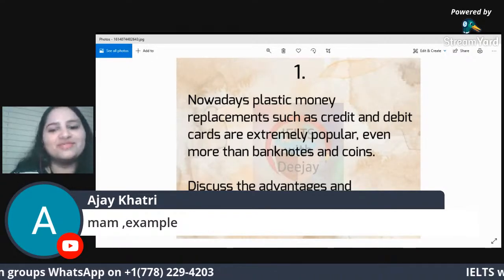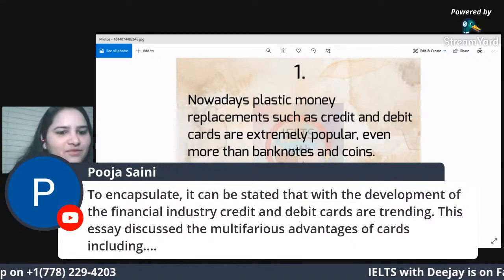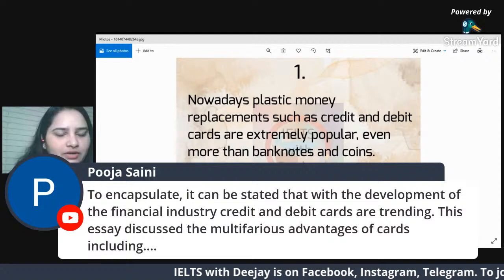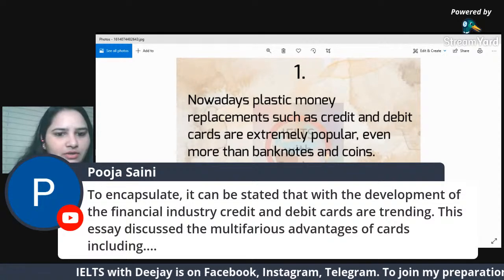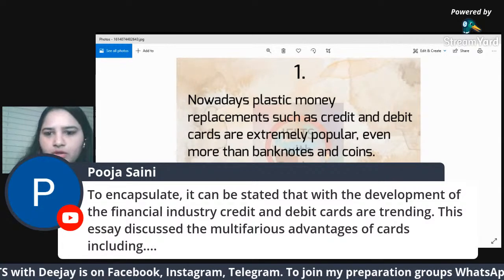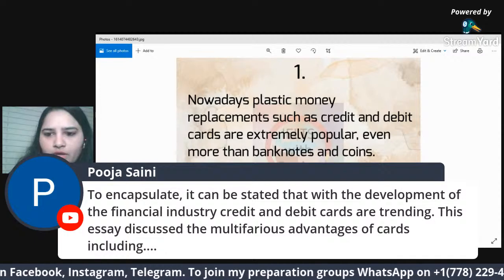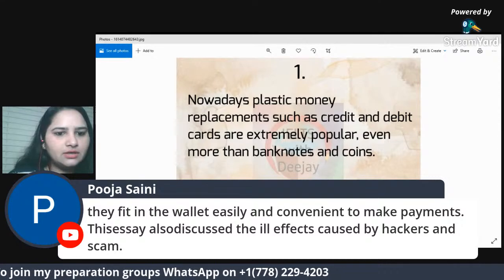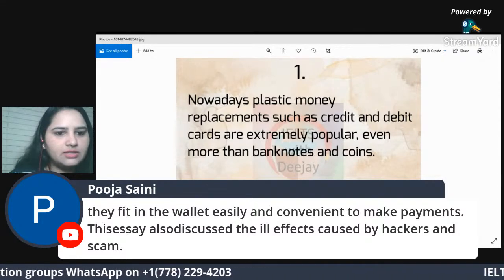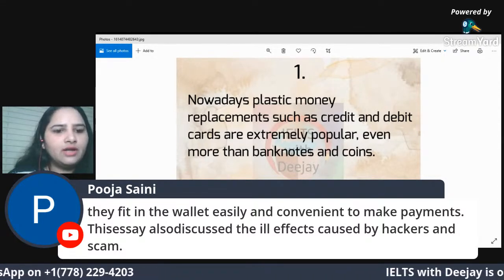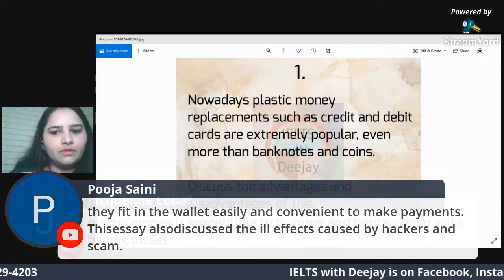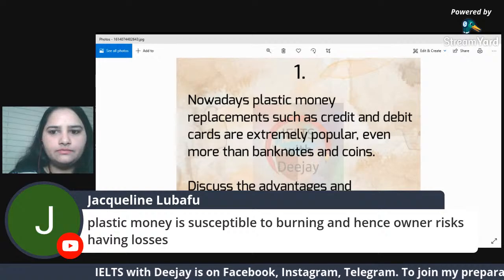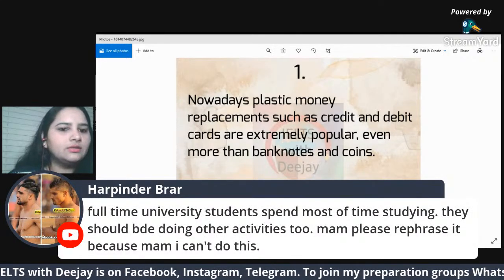Okay, I get confused. To encapsulate, it can be stated that with the development of the financial industry, this essay discusses the multifarious advantages of cards, including that they fit in the wallet easily and are convenient to make payments. This essay also discussed the ill effects caused by hackers and scams. You do not need to write the last one. The simple. Plastic money is susceptible to burning and hence onerous, carrying losses. Okay, okay, okay. Guys, paraphrase this one.